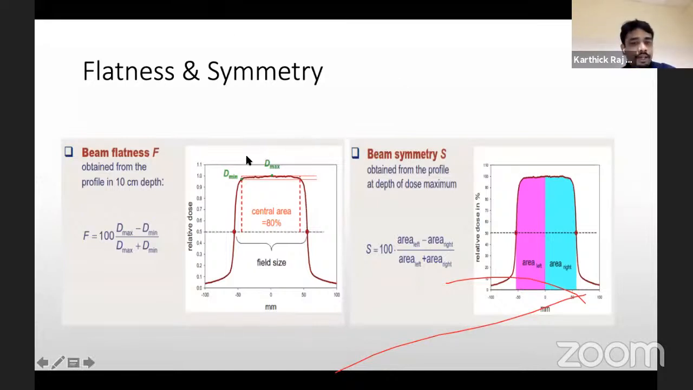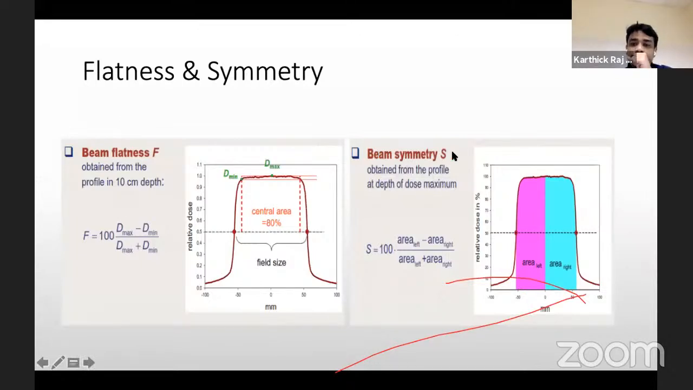Before that, I will try to explain what beam flatness and beam symmetry are. Beam flatness: normally, if it's a 10 by 10 field, we don't go into the penumbral region. We take 80% of the field, so from the central axis you take 4 centimeters this side and 4 centimeters this side. You take the maximum dose minus the minimum dose, divided by maximum plus minimum, times 100, which gives you your beam flatness. The beam flatness has to be within plus or minus 2%, and most of the time for a larger field, plus or minus 3%. So that's how we define beam flatness.